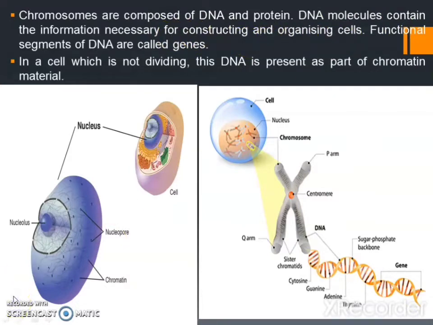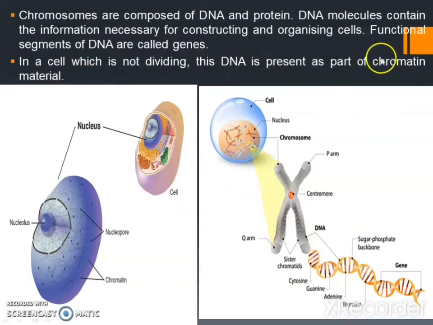What does this DNA molecule contain? It contains necessary information for constructing and organizing cells. സെൽസിനെ എങ്ങനെയാണ് കൺസ്ട്രക്ട് ചെയ്യേണ്ടതെന്നും എങ്ങനെയാണ് അതിനെ വർക്ക് ചെയ്യിപ്പിക്കണമെന്നും ഉള്ള ഇൻഫർമേഷനാണ് DNA ഉള്ളത്. ഓക്കെ, ആൻഡ് ദ ഫങ്ഷണൽ സെഗ്മെന്റ്സ് ഓഫ് DNA ആർ കോൾഡ് ആസ് ജീൻസ്. Okay, so how the cell is the basic unit of our body, in the same way, the basic unit of DNA, that is the working unit, is the gene, right? And in a cell which is not dividing, the DNA is present as a part of chromatin material.